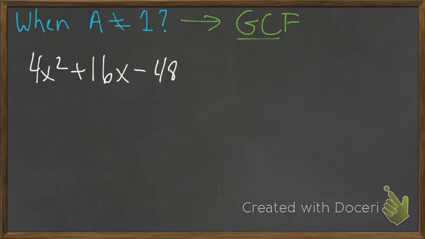If we have a situation where a does not equal 1, we can think of factoring, and we will use the greatest common factor amongst our variables, or amongst our terms. So in this case, a is equal to 4.